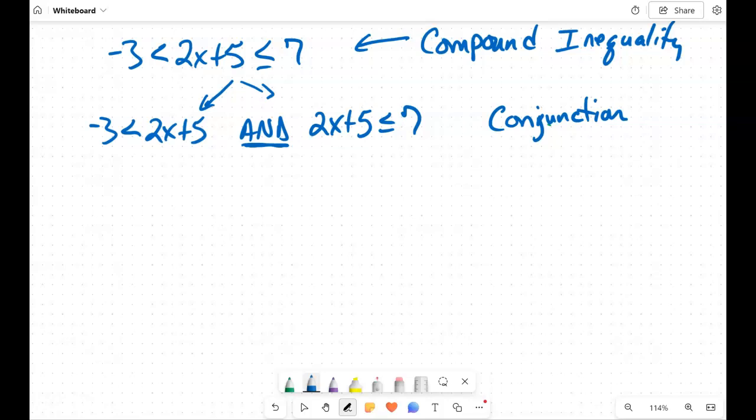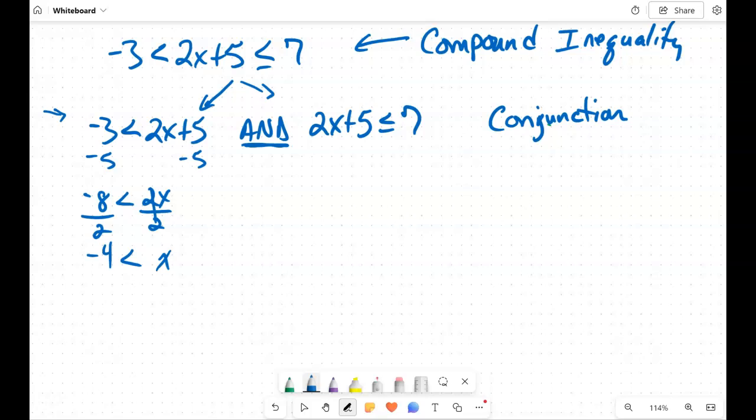So being that I have two parts at this level, let's solve each part individually. Now I'm going to go through this kind of quickly. So we'll subtract 5 from both sides, and that will be negative 8 less than 2x. And then we will divide by 2, and that will give me negative 4 is less than x. Now usually most people with inequalities like to have the variable on the left.